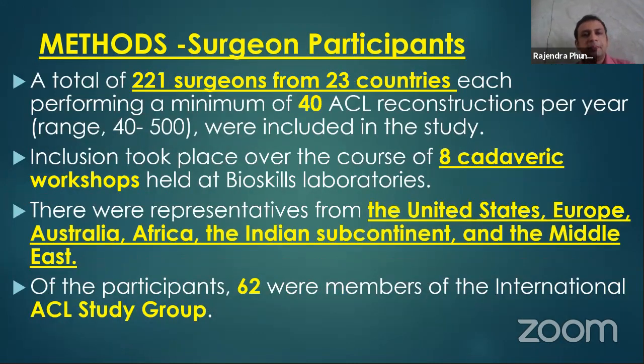So in methods, around 221 surgeons from 23 countries who are high volume ACL surgeons, who have done 40 ACL reconstructions in a year, were taken. The 8 cadaveric workshop labs were identified. The representatives were from all over the world, like United States, Europe, Australia, Africa, India, Indian subcontinent, and the Middle East. Of these participants, 62 surgeons were members of the international ACL study group.